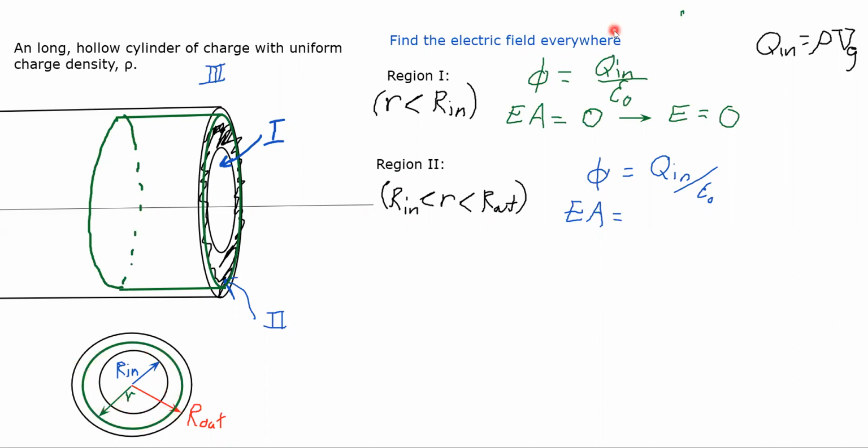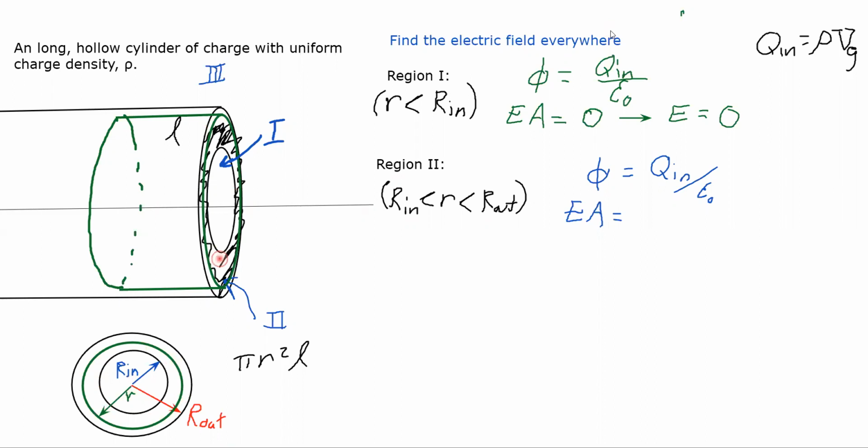I need to find the volume of the whole cylinder itself. So the whole cylinder, let's say it has length L. The volume of the cylinder is pi r squared L. Okay, so that's this whole volume here, everything inside my green cylinder.